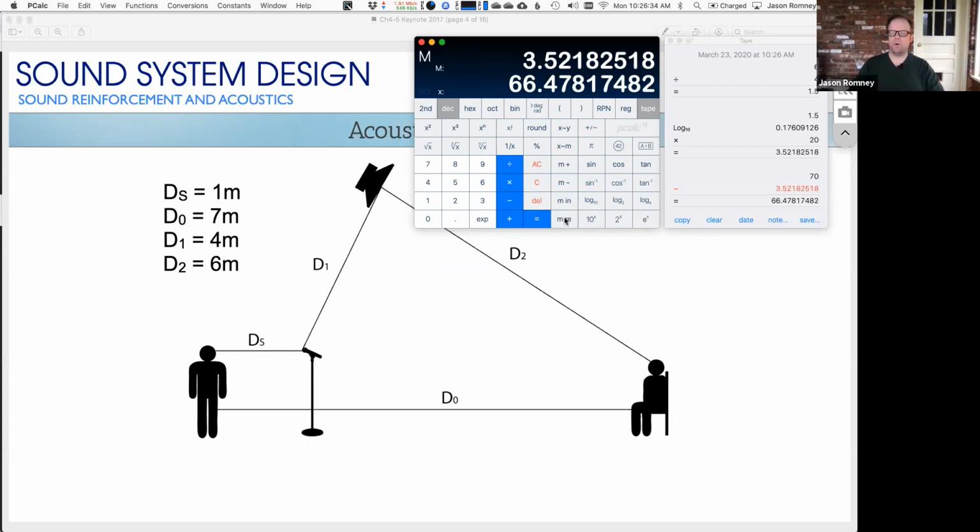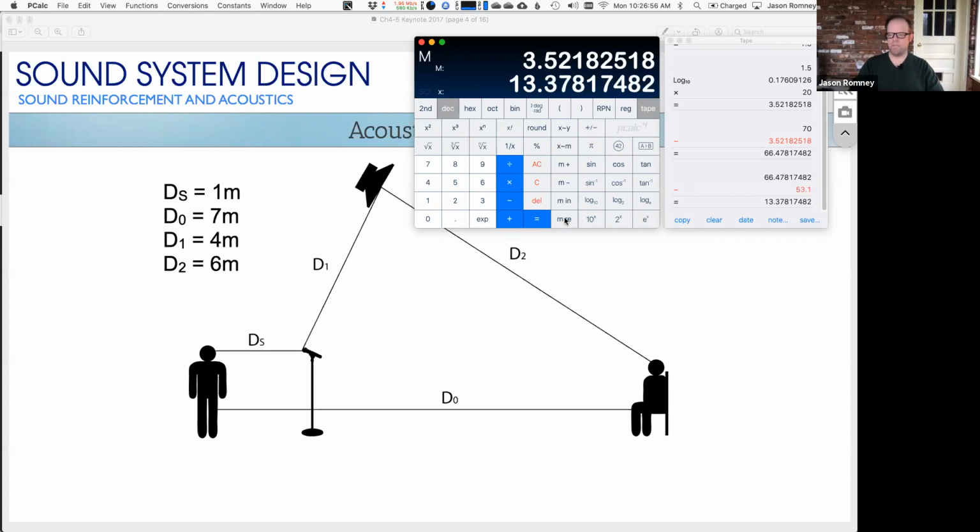Now, what was that magic number that we looked at before? How loud was the talker at the listener without us showing up to work? 53.1. So I'm going to subtract that from this number. Minus 53.1, we get 13 and some change dB of gain.